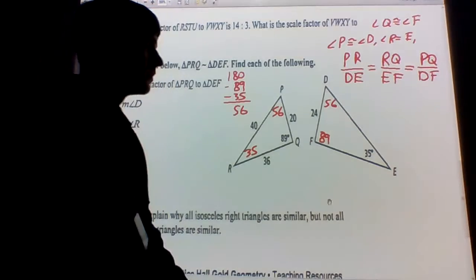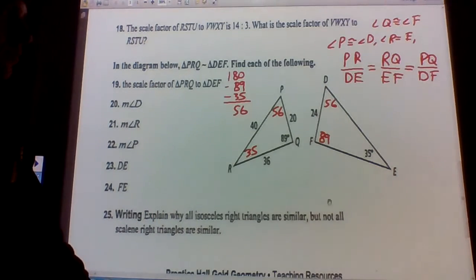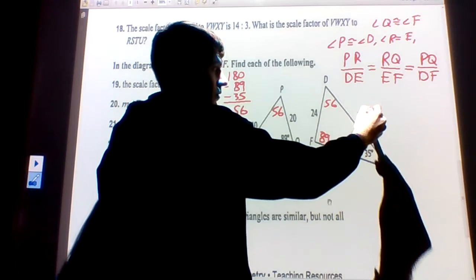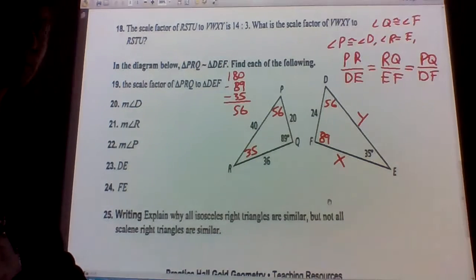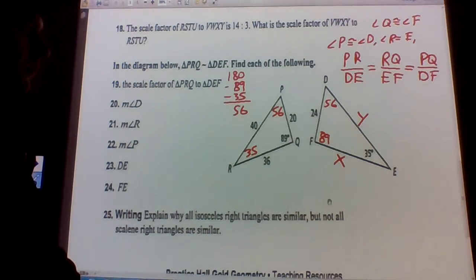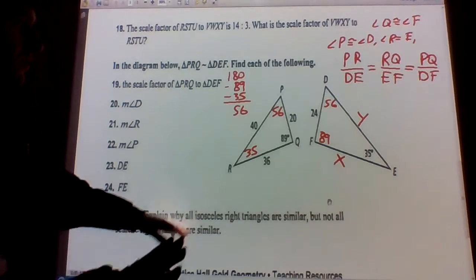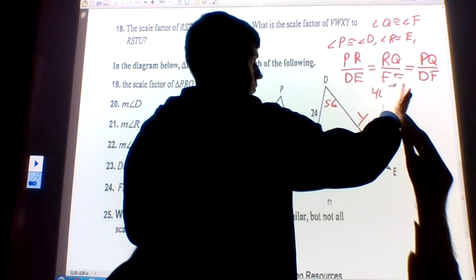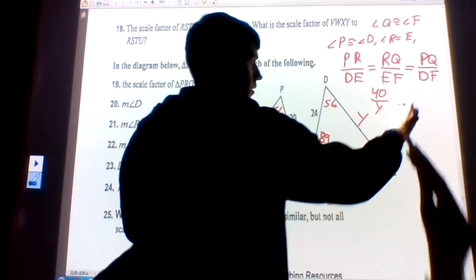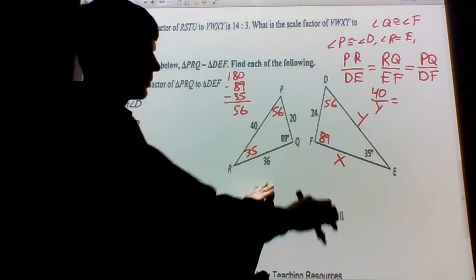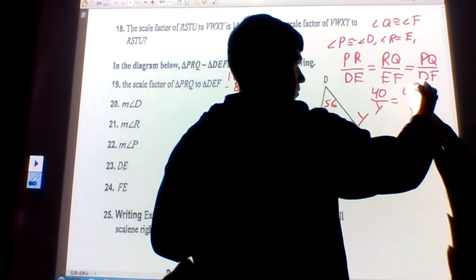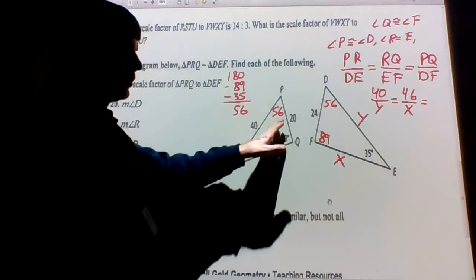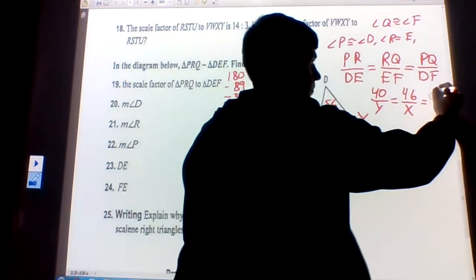Okay. So then we can fill in our ratio. I'm going to put an X and a Y on the missing ones. So I'm going to put an X here and a Y here. Okay. So PR is 40, so 40 matches up with Y. So we have 40 over Y. RQ is 36. For FE we put an X, so 46 over X. And then PQ is 20 to 24.